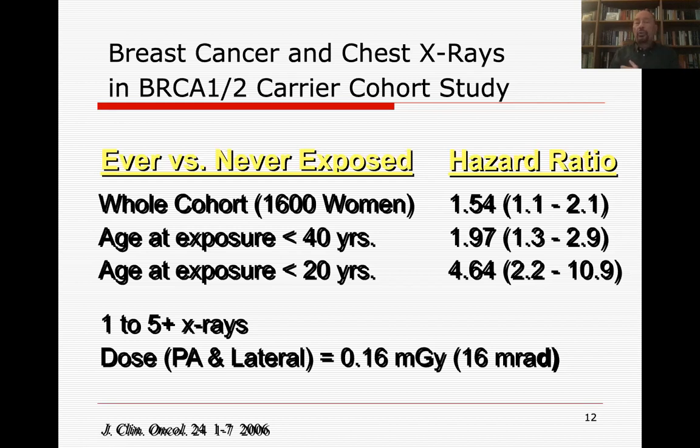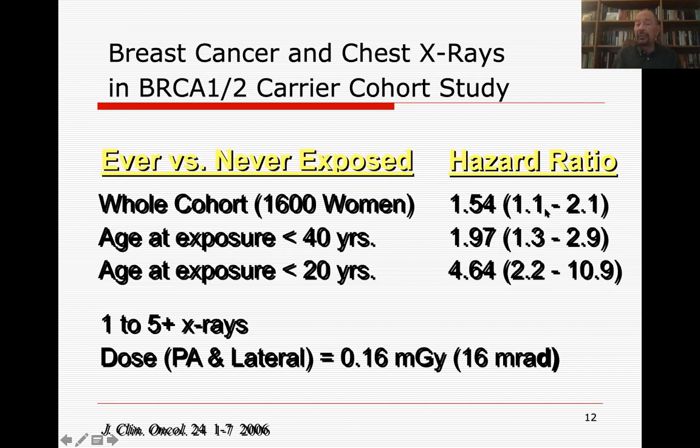Now, this is clear also when you have breast cancer and chest X-rays. This is an old study from about 15 years ago. This was women exposed to chest X-rays, in BRCA1/2 mutation carrier women. And you see the hazard ratio. The hazard ratio is essentially the ratio of cases of breast cancer in the test population divided by the cases of breast cancer in the control population, is 1.54.